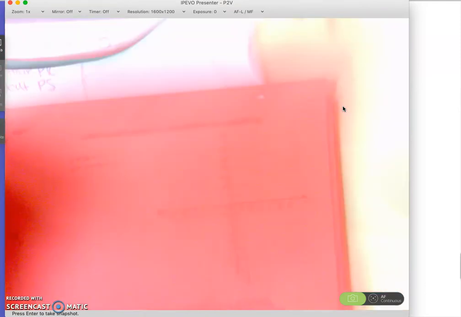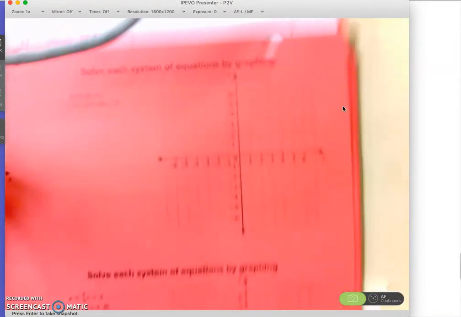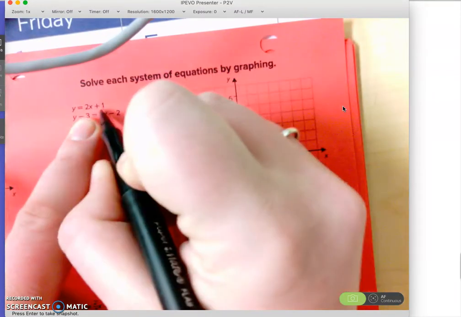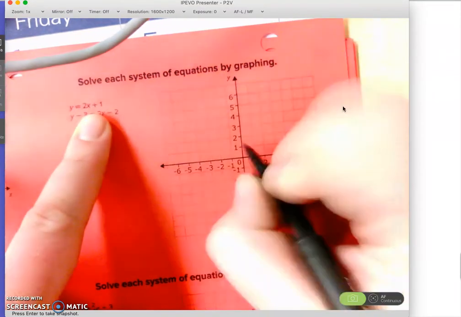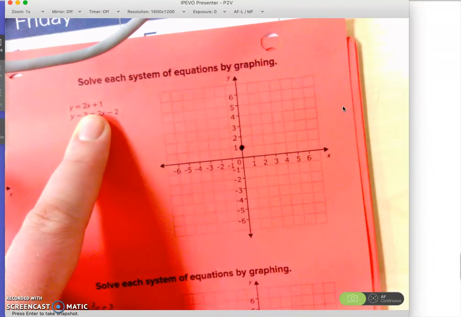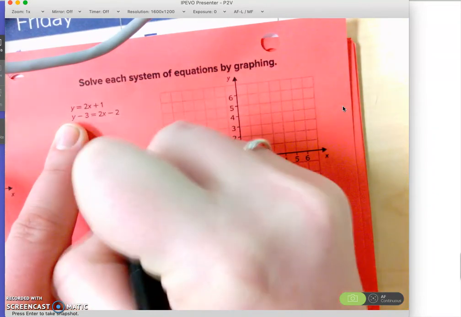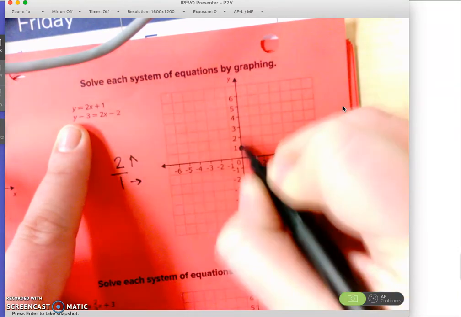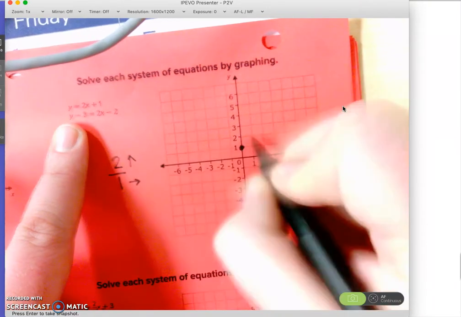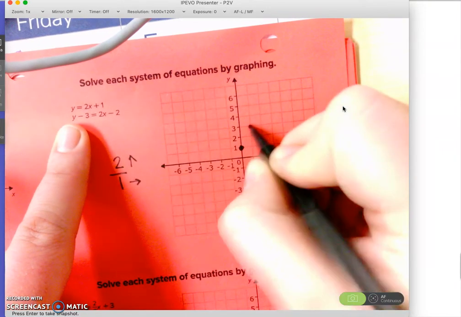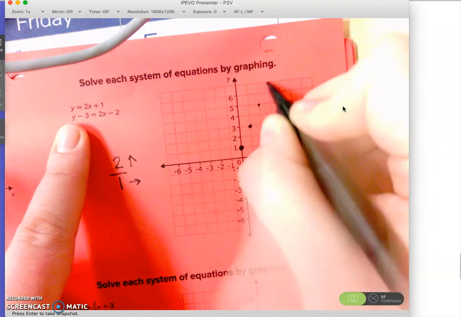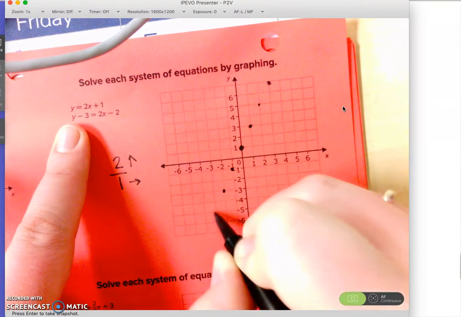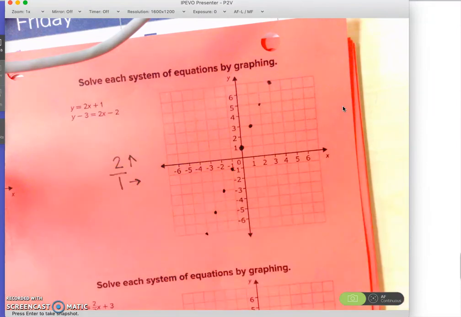Alright. Next one. Here I have 1 as my intercept, so I'll put a point at 1. My slope is 2, which is 2 over 1. That means I go up 2 to the right 1. Up 2 over 1. Up 2 over 1. I can also go down 2 to the left 1. Down 2 to the left 1. Okay.